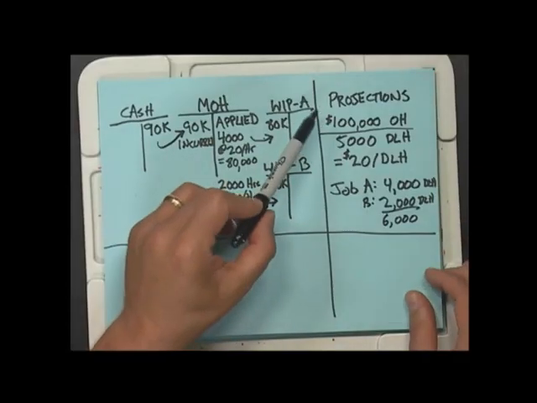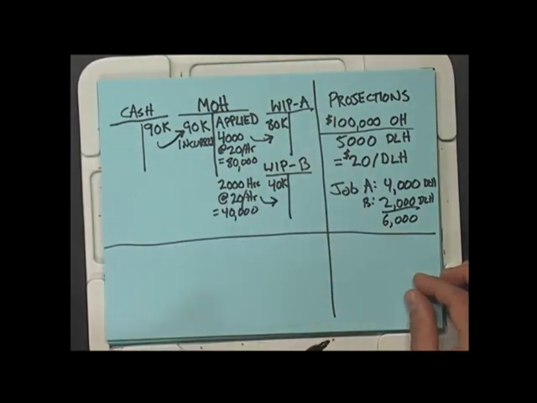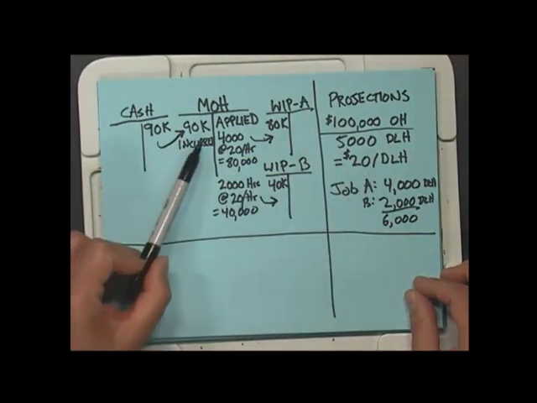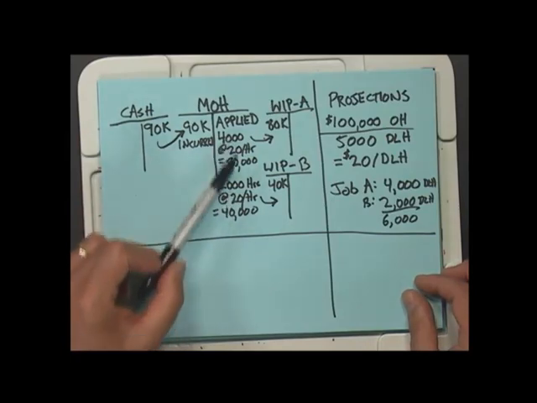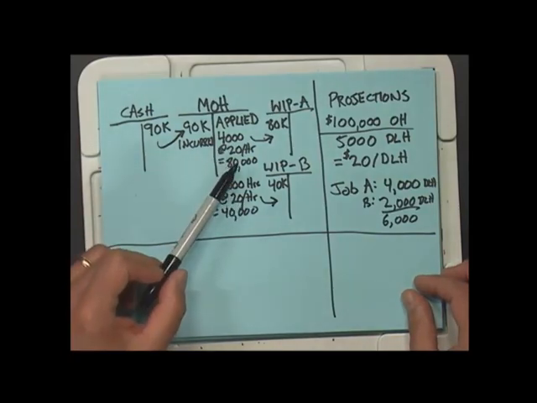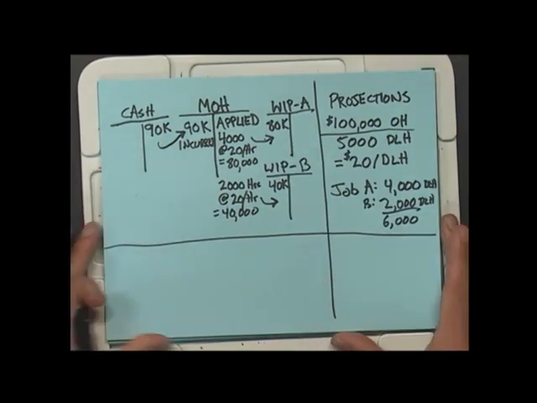Okay. So this is just a brief run through of how to apply overhead to goods. You'll notice that the first step is to calculate a predetermined overhead rate. The second step is to recognize the incurrence of overhead. And the third step is to apply overhead by taking it out of the manufacturing overhead account and putting it into the work in process account.